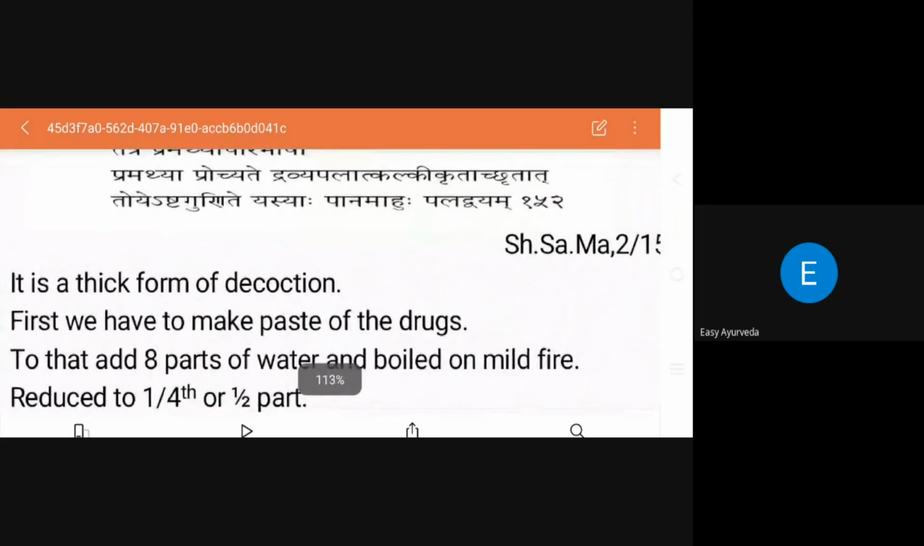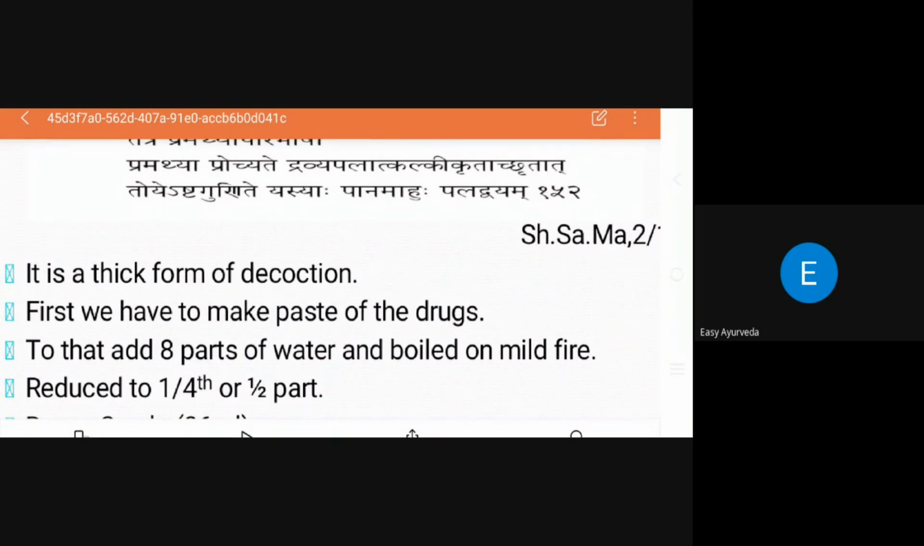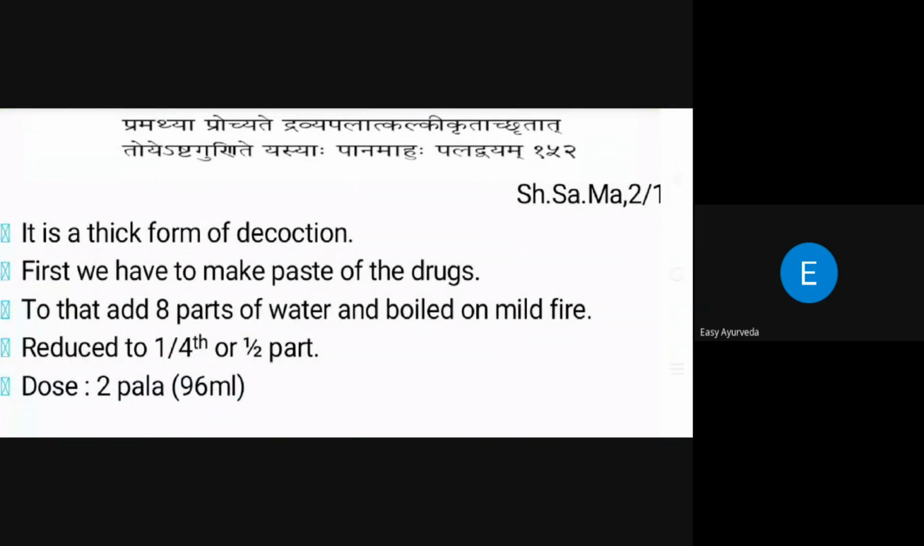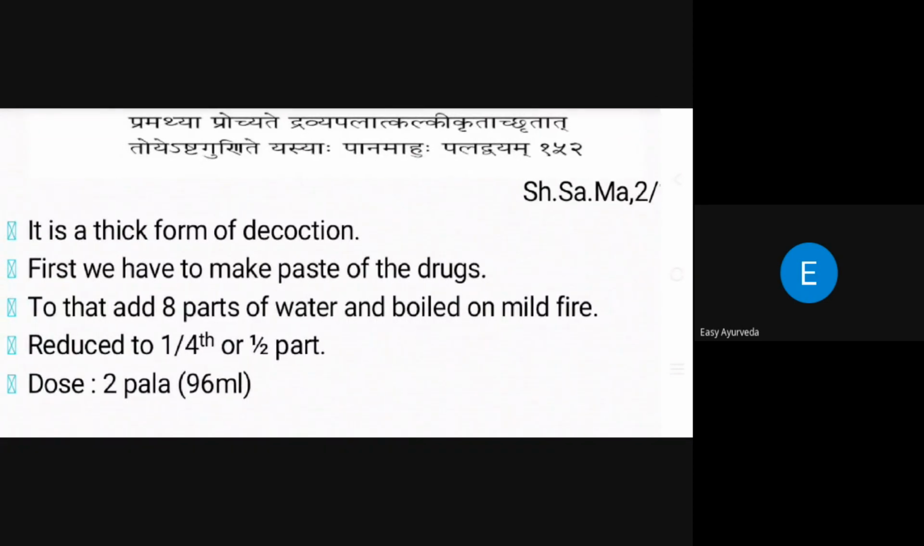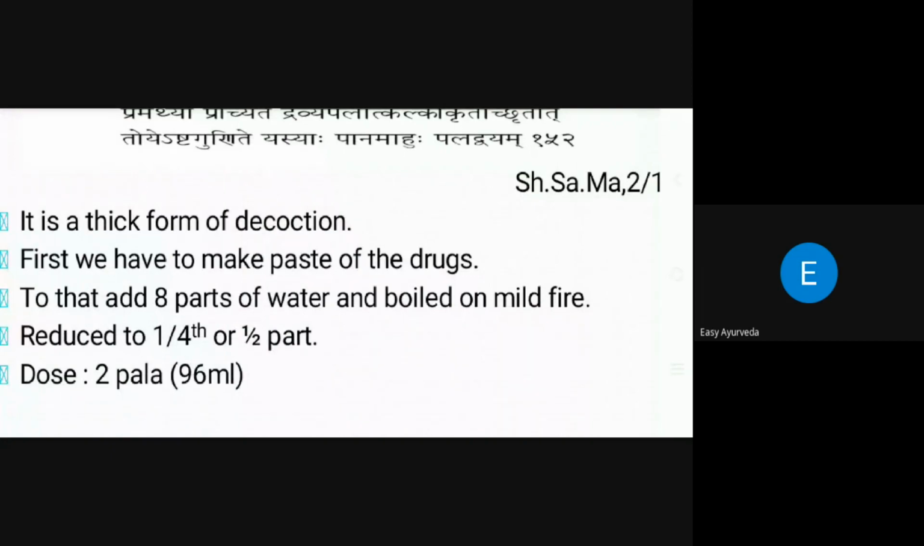That is the paste form that has been used. It is a thick form of a decoction. First, we have to make a paste of it, and to this add 8 parts of water and boil it on mild fire until it is reduced to one-fourth or one-half part, according to the author and the latter. And the dose has been mentioned as Paladvayam.